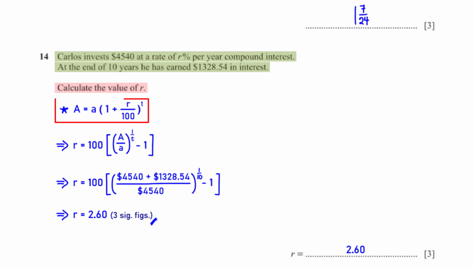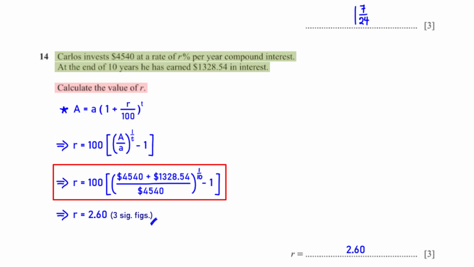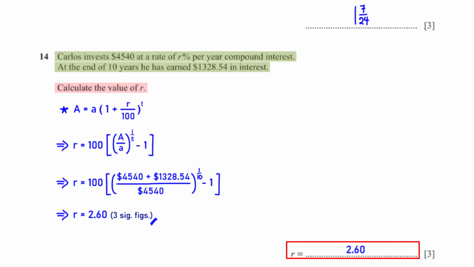In this case, we need to apply the compound interest formula. We want to find R, so when we make R the subject, this is what we get. T is the time duration in years for the investment, which is 10. Small a is the initial amount he invested, which is $4,540. Big A represents the total amount of money he has at the end of the investment, which is $4,540 plus $1,328.54. When we type this into the calculator, we get 2.60, rounded to 3 significant figures.